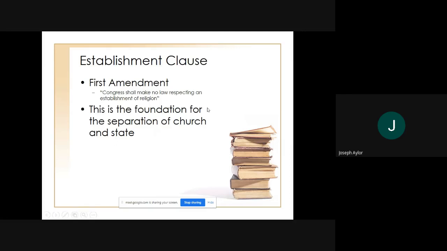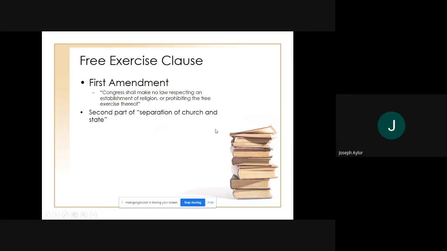And the second one that kind of goes with this is the Free Exercise Clause, also within the First Amendment. And you'll see how I wrote this here. This is how it is written: Congress shall make no law respecting an establishment of religion or prohibiting the free exercise of. So the government cannot establish a religion, but the government also cannot stop the free exercise of a religion. And what Thomas Jefferson called this was the separation of church and state.